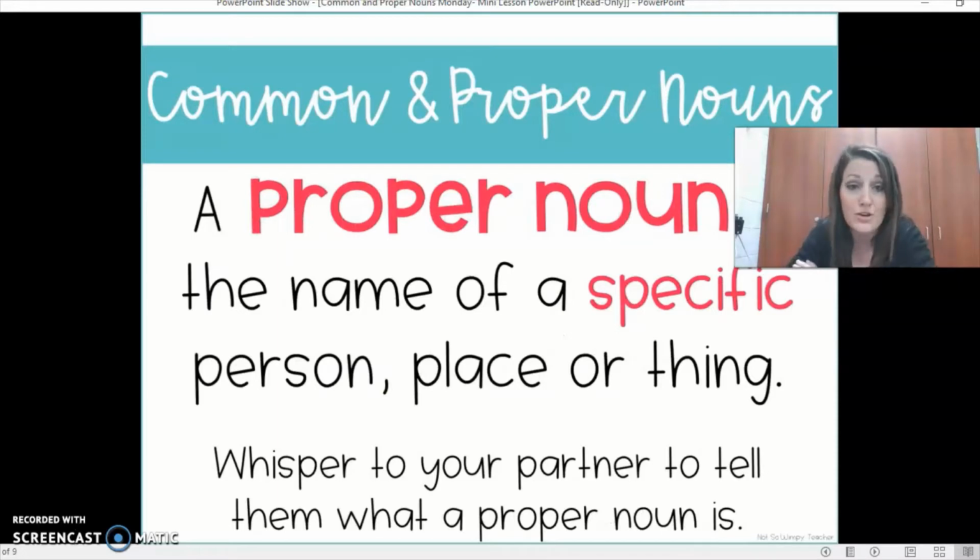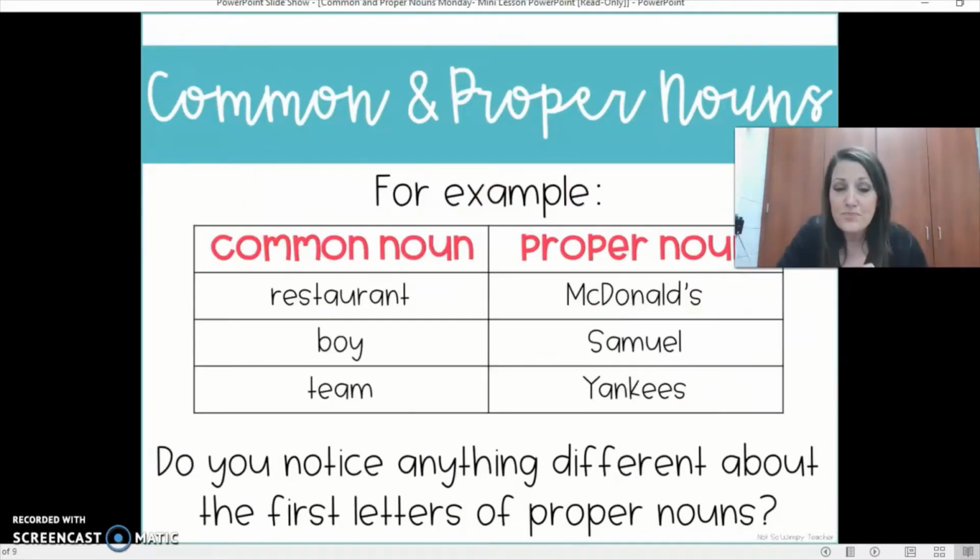A proper noun is the name of a specific person, place, or thing. So if you want to know specifically what kind of phone I have, I actually don't know. I'd have to look it up. A Pixel 6? I don't know. I think it's called a Pixel something. That's the specific name. So when you have the specific name of something, that is the proper noun.